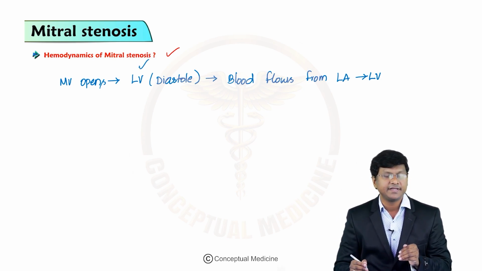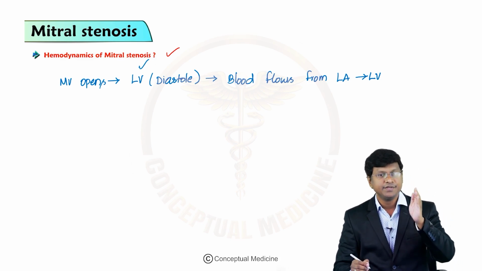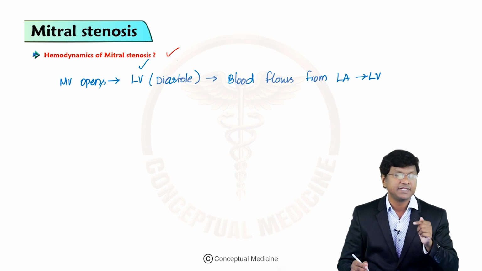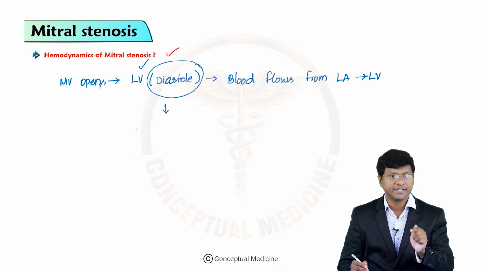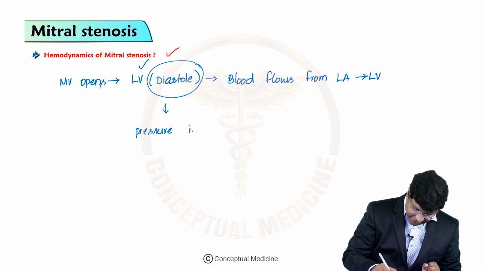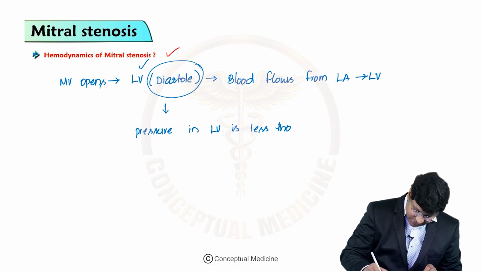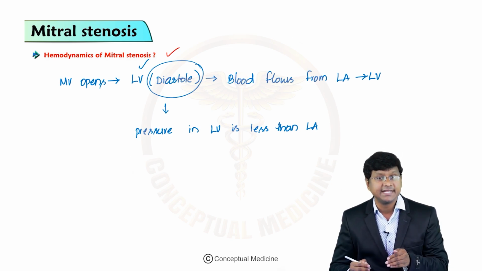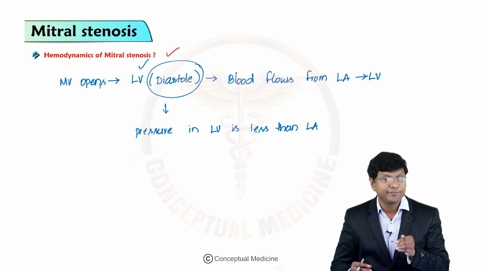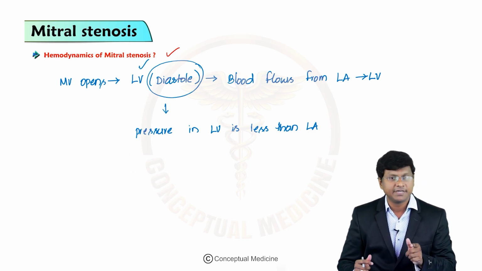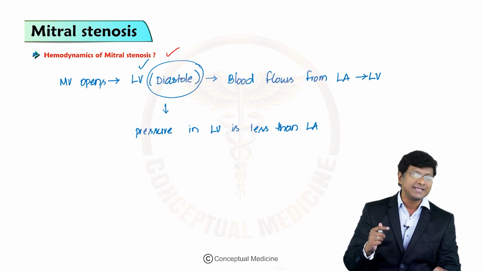And at this time, the ventricle is in the relaxation phase, right? When the blood is moving from the left atrium to the left ventricle, the ventricle is in the relaxation phase. So the pressure of the left ventricle is less than the pressure of the left atrium. So during diastole, you have to know that the pressure in the left ventricle is less than in the left atrium. Thus, the blood flows from the left atrium to the left ventricle, because the pressure in the left ventricle is less than that of the left atrium. Now, in case of mitral stenosis, what will happen?